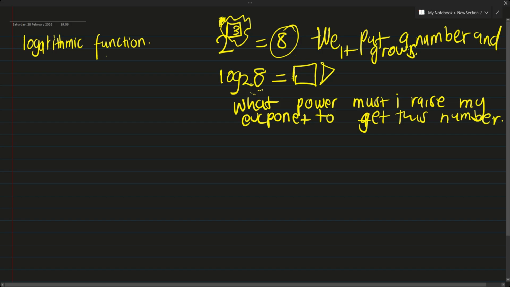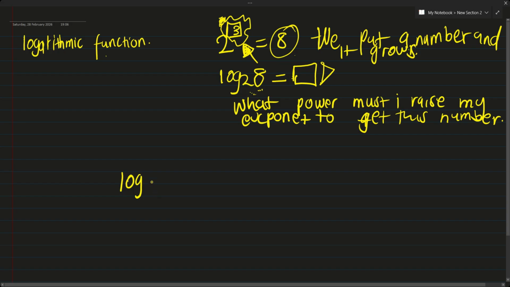So which exponent did I raise 2 to, to get 8? Yeah, it's like that. We want the exponent. That's what happens with logarithmic functions.